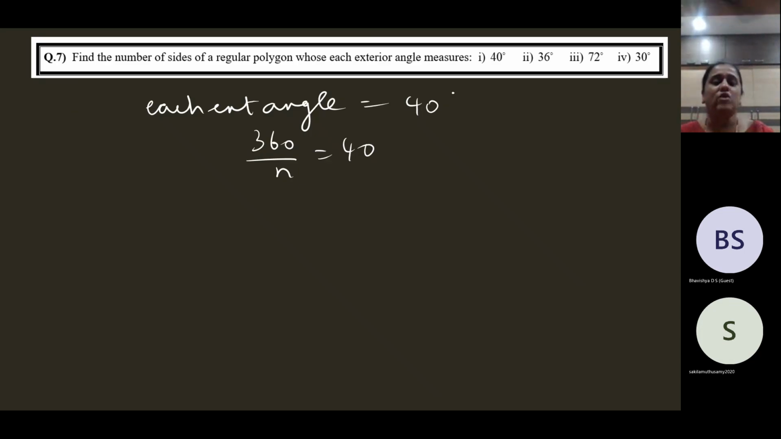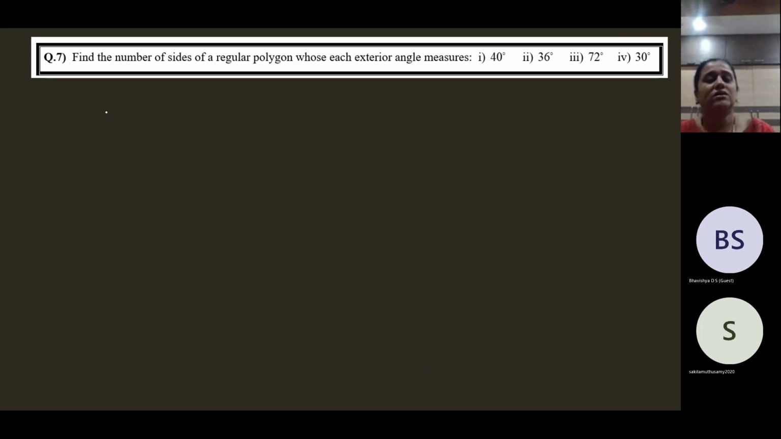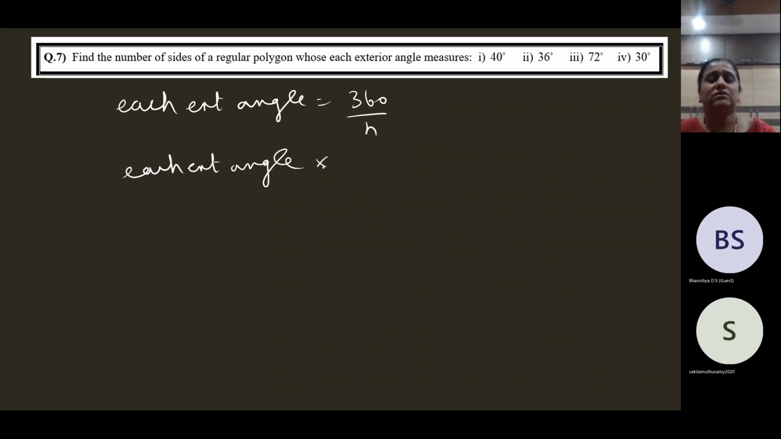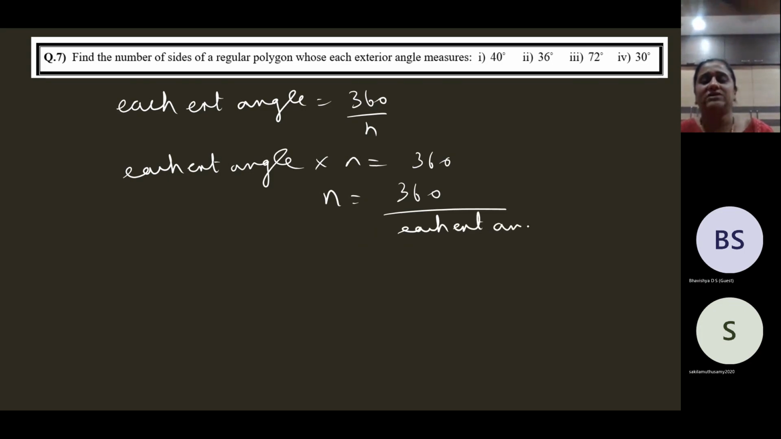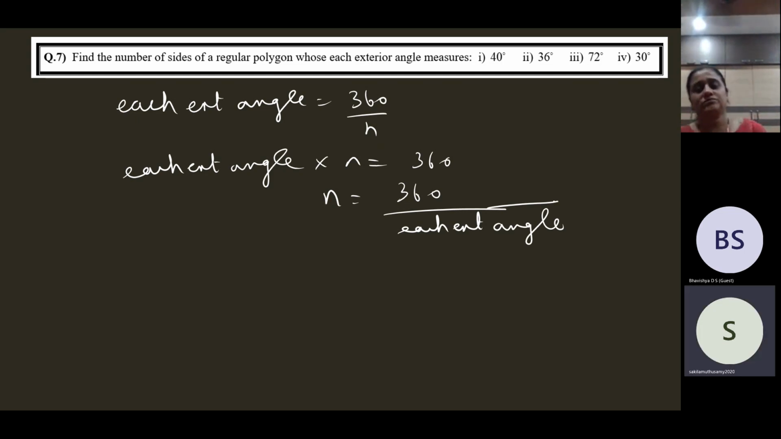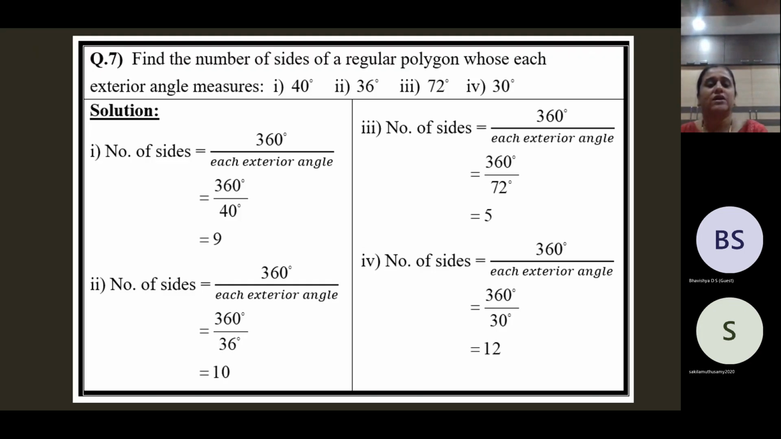Okay, so here what I've done is I've written the formula like this. Each exterior angle is equal to 360 by n, right? So that means n is equal to, if you cross multiply, each exterior angle into n is equal to 360, correct? So n is 360 by each exterior angle. Yes or no? Yes, ma'am. I have written this formula: number of sides is equal to 360 by each exterior angle.